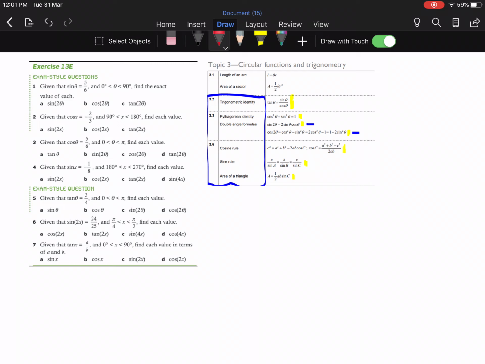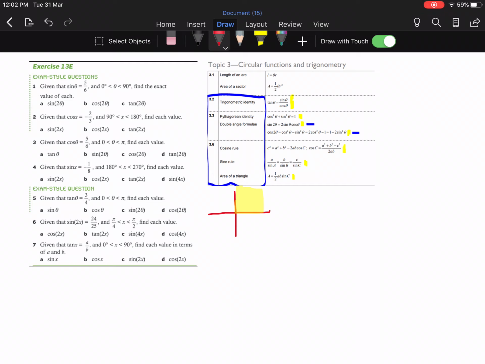So I'll start off by explaining the triangle. If we look at question 1, it says given that sine theta equals 5/6, and it gives you the range of the quadrant 0 to 90. So you can think about this in relation to the unit circle. It's saying from 0 to 90, which is obviously this quadrant in here. And it's saying that sine theta is equal to 5/6.